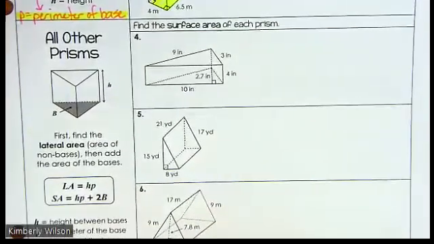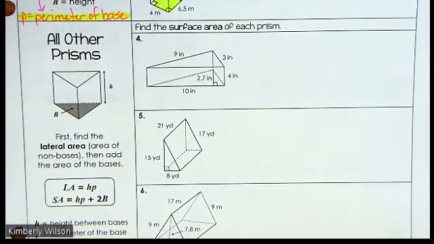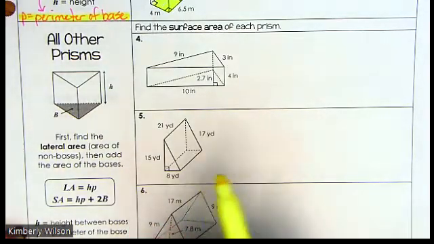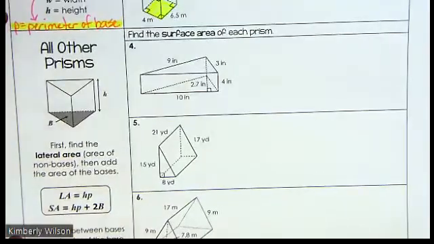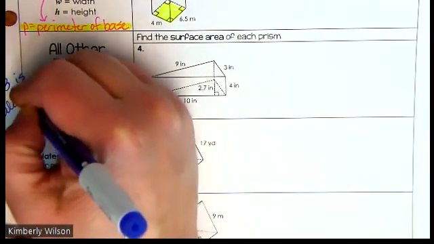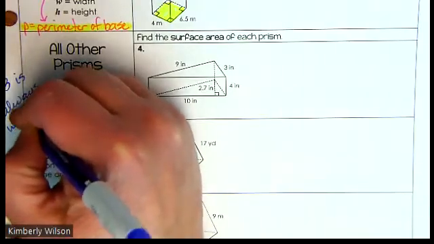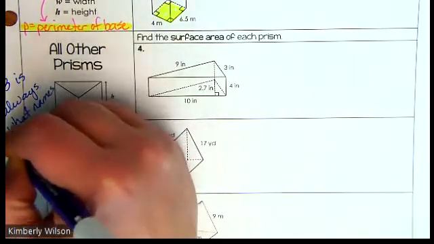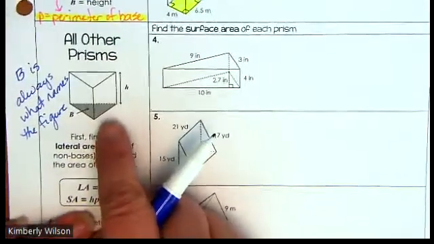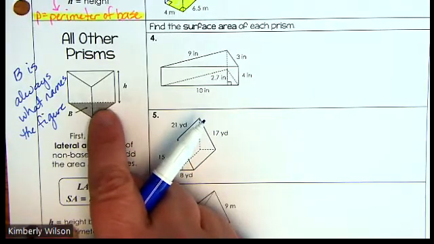Okay, moving right along. Let's talk about the other prisms. Okay, for these, the base will always be shaded. Well, no, it's not always shaded. It's always what names it. The base is always what names it. Okay, so the capital B is always what names the figure. So for instance, this is a triangular prism because the base is a triangle.